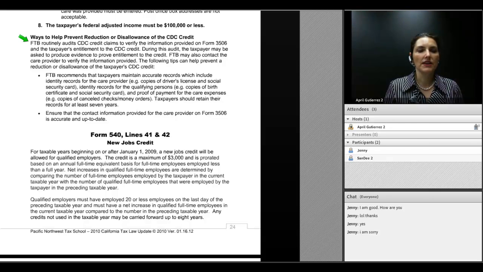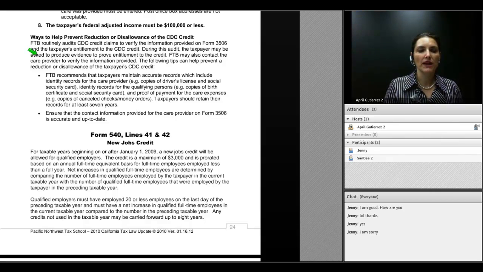Ways to help prevent reduction or disallowance of the credit. The Franchise Tax Board routinely audits CDC credit claims to verify the information provided on Form 3506 and the taxpayer's entitlement to the CDC credit. During this audit, the taxpayer may be asked to produce evidence to support entitlement to the credit. The FTB may also contact the care provider to verify the information provided. The following tips can help prevent a reduction or disallowance of the taxpayer's CDC credit.